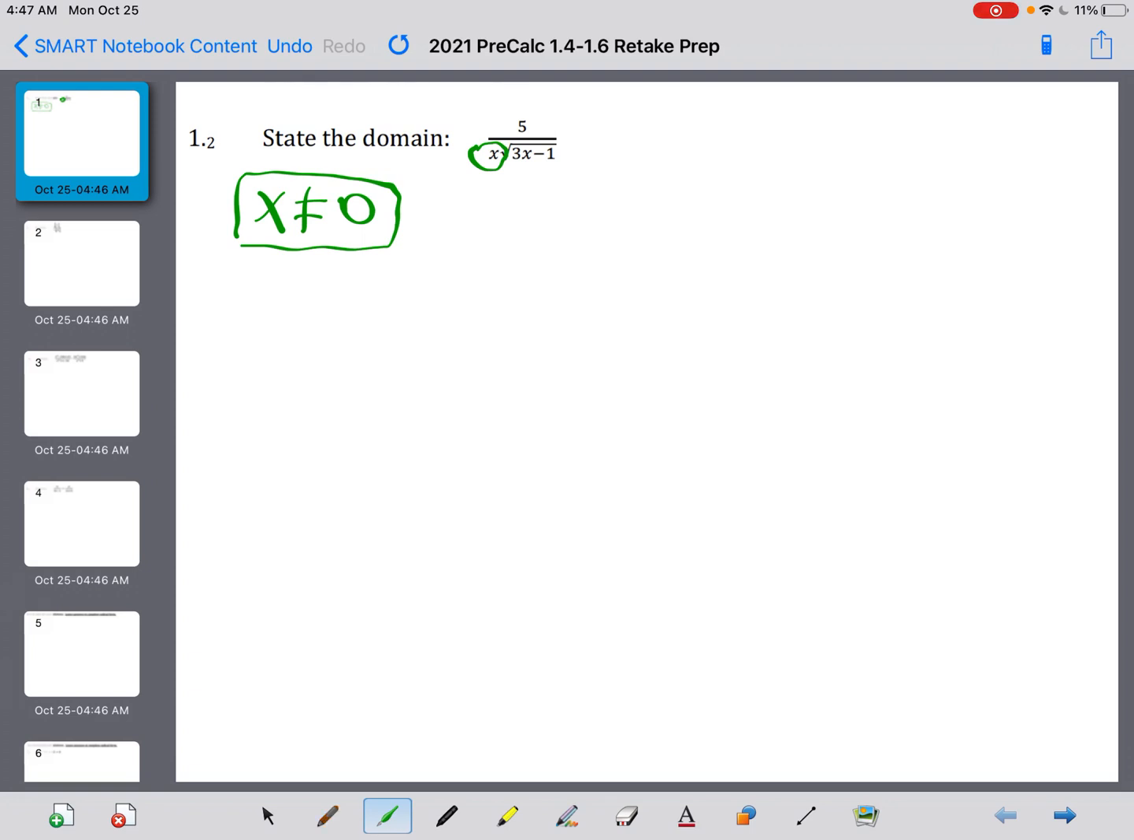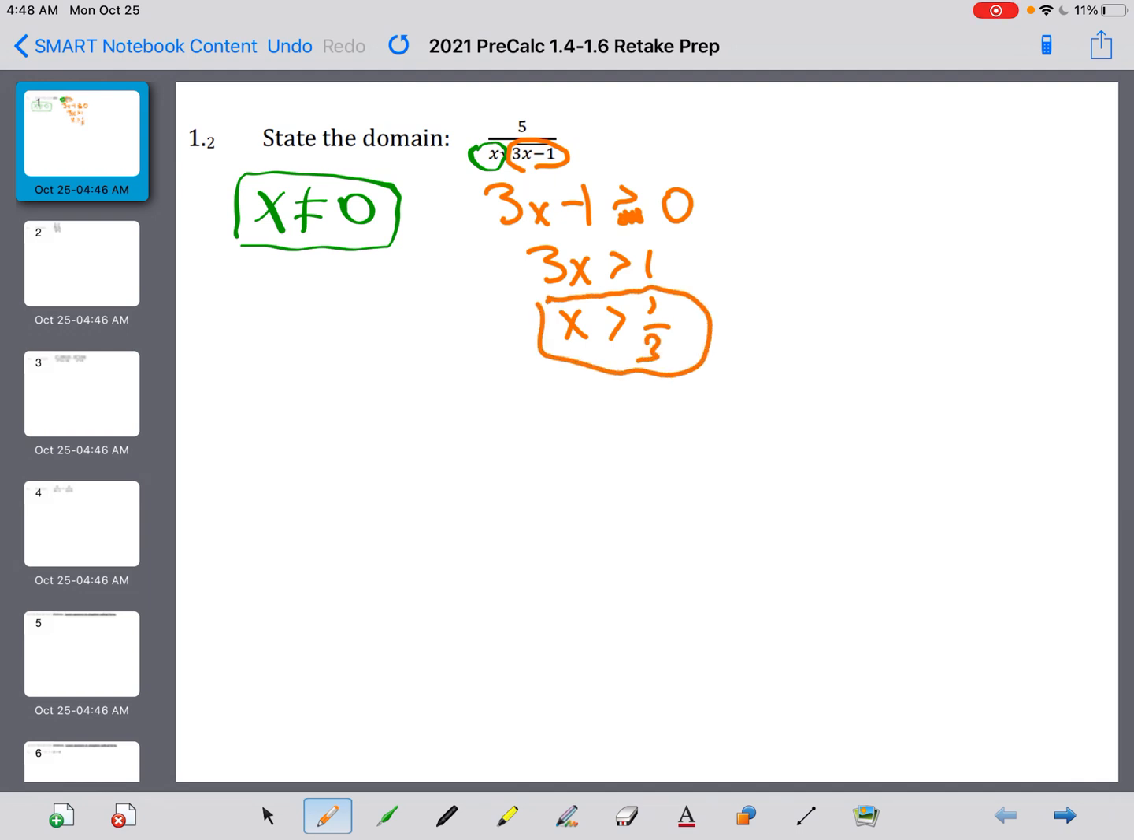Also, I look inside the radical. First of all, this expression cannot be negative, so it has to be greater than or equal to 0. But since it's in the denominator, it cannot be 0 as well. So I'm going to scribble that out there. So this is the second expression that's going to develop my domain. So again, I add the 1 over, divide by 3, and this is the other part of my domain.